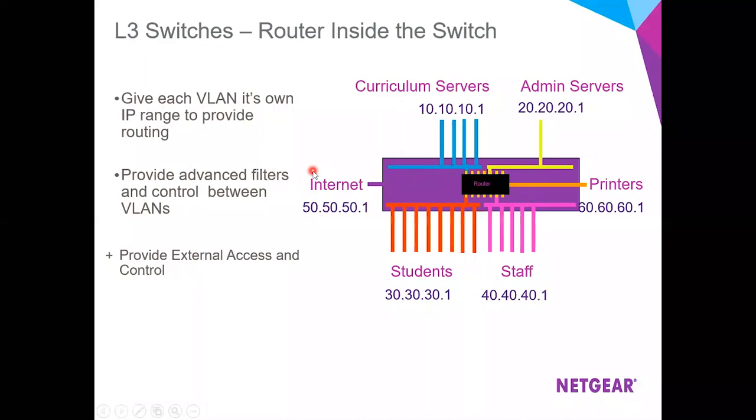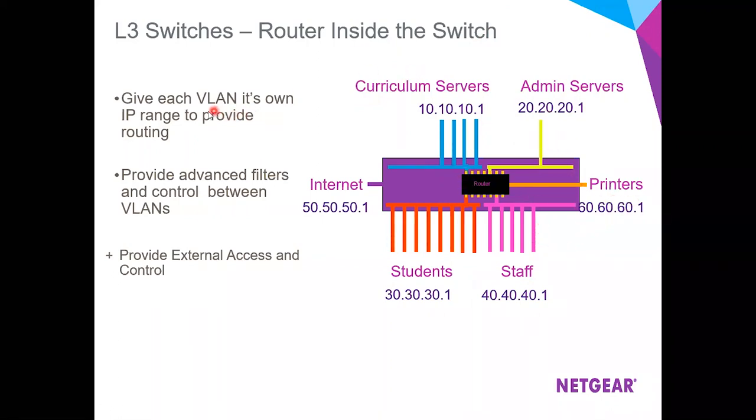But let's look inside the switch and how we should do it, because now we are adding a little bit of complexity in terms of the network design. So when we talk about network design using layer 3 switches, for example, let's have a look at this network design. We have different VLANs. We have curriculum servers, admin servers, printers, staff, students, and internet. So we have different VLANs to simulate a normal SMB environment. That could be voice, video. We can use whatever you would like to use. We can use any VLAN configuration that you prefer.